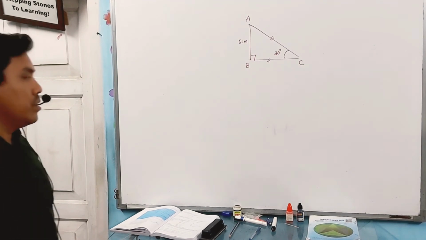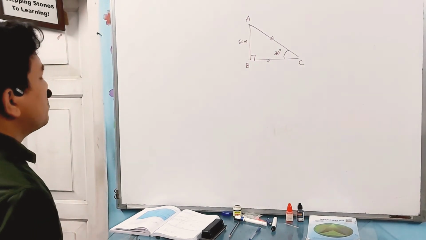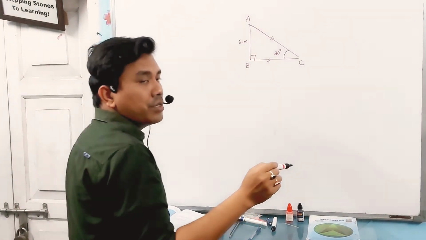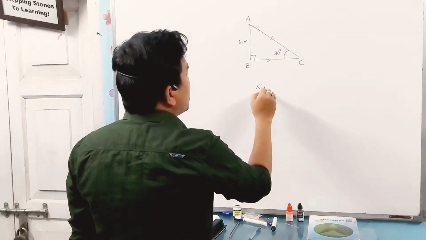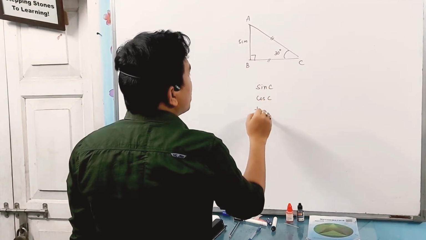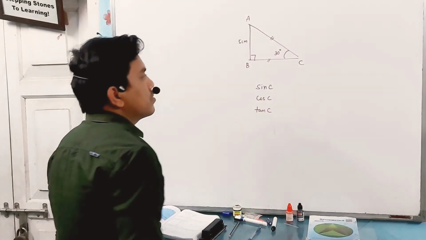Alright. So now we need to know the first three ratios. What are those? Sine, cos, and tan.